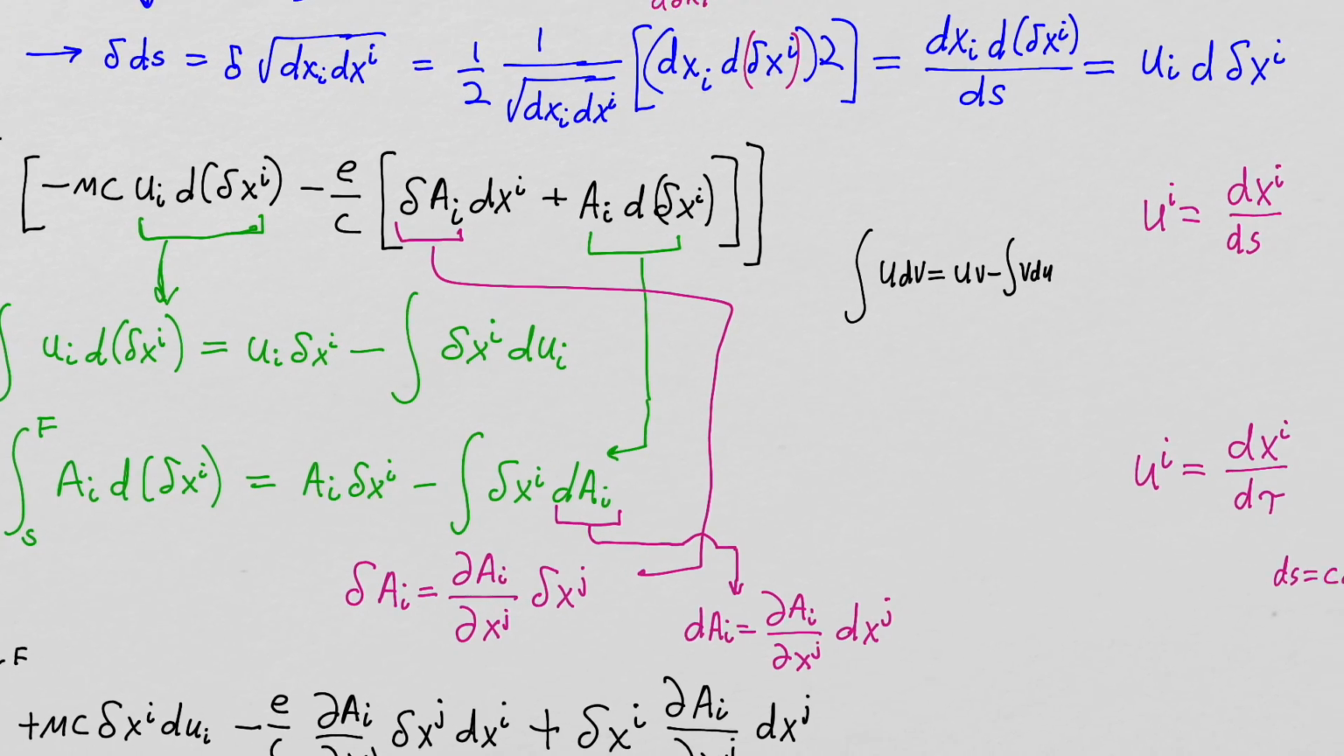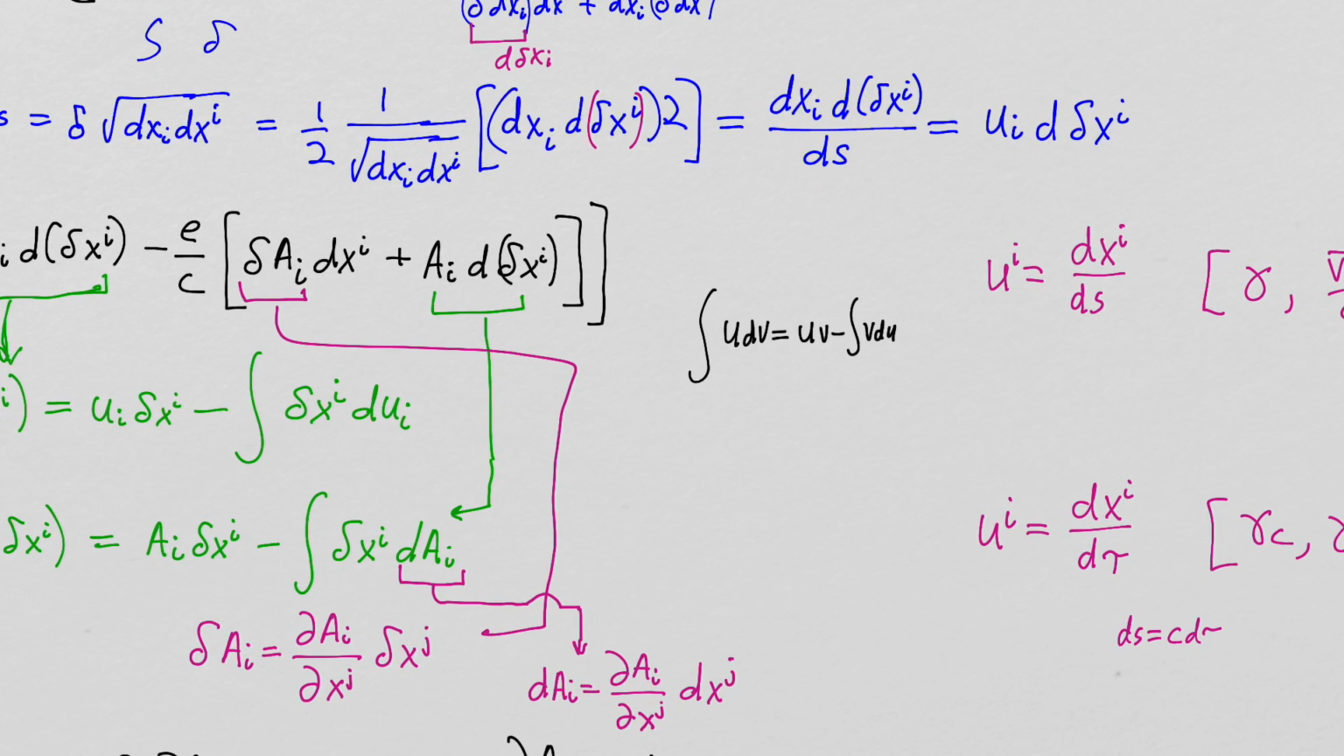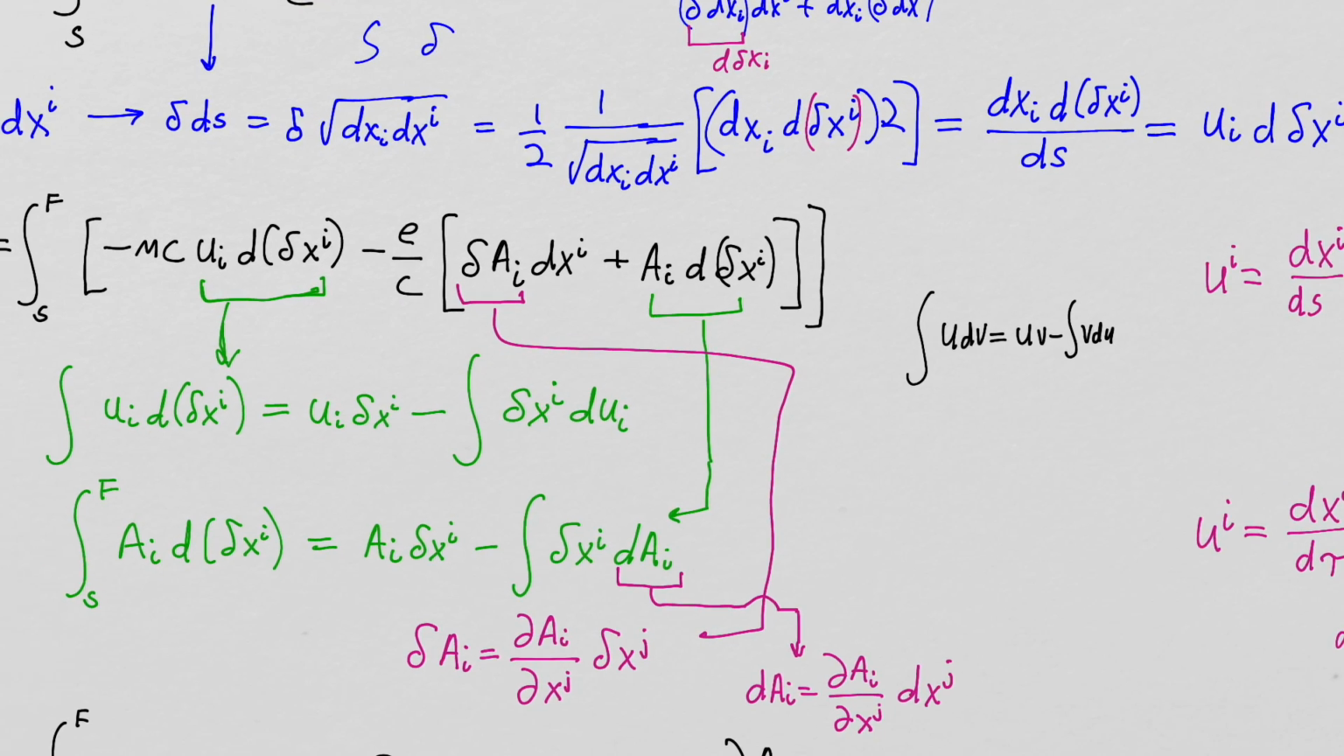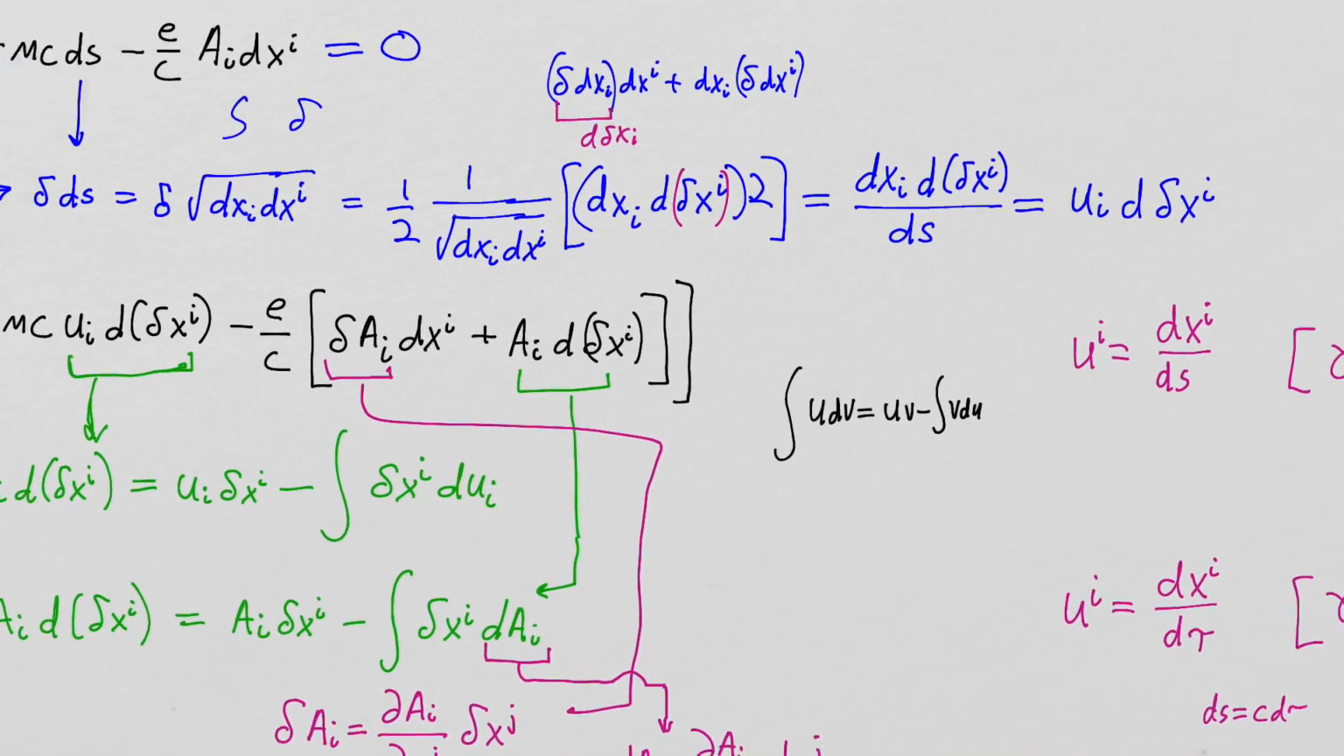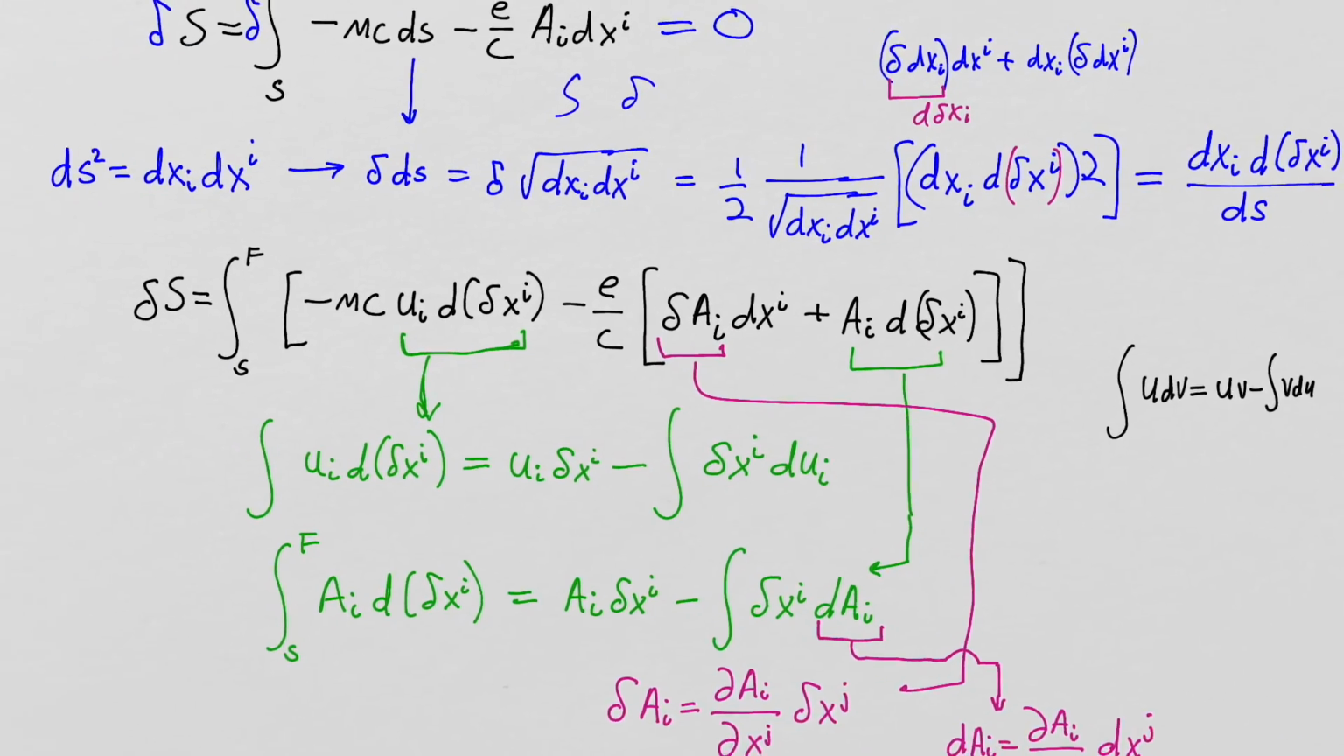Otherwise, if you don't pick up on that, you're scratching your head. Isn't there a factor of c missing? And why are we defining u this way, right? Anyway, so now with that in mind, we start making all these substitutions.